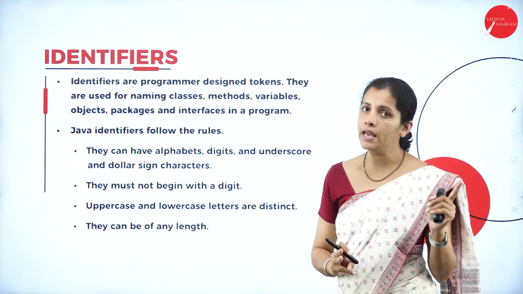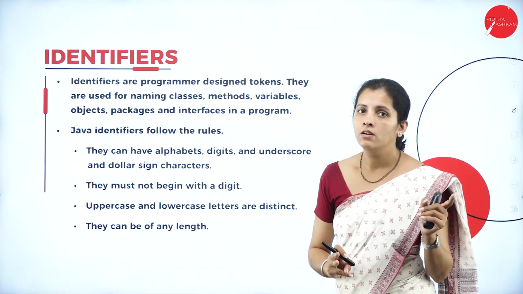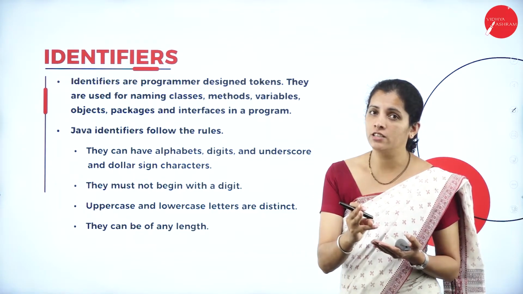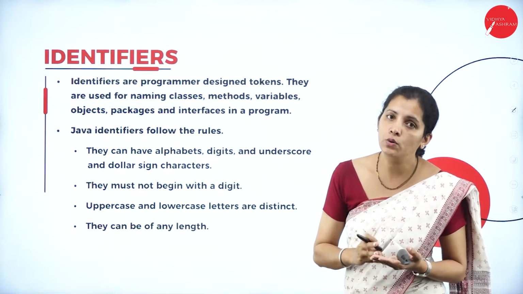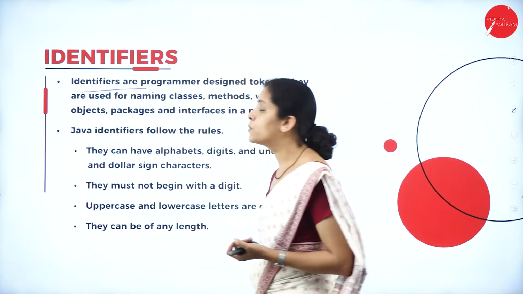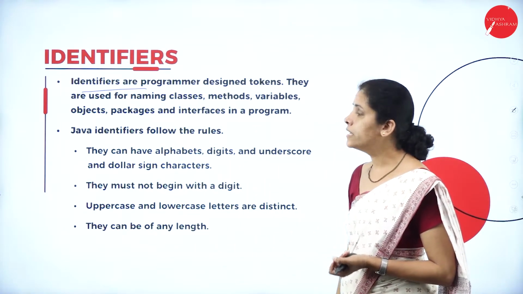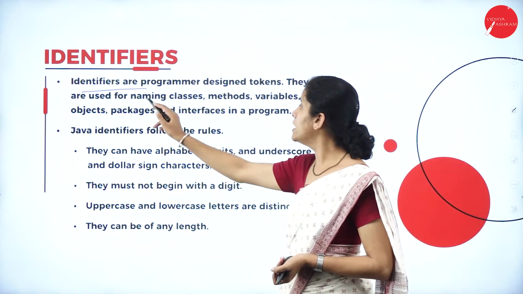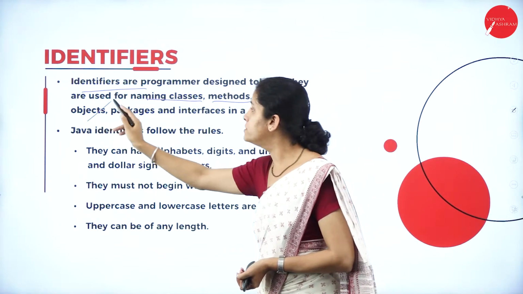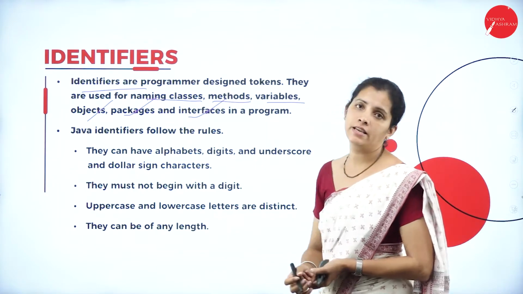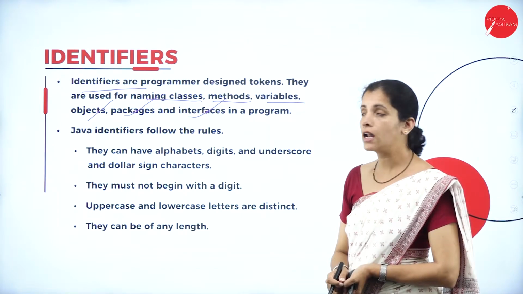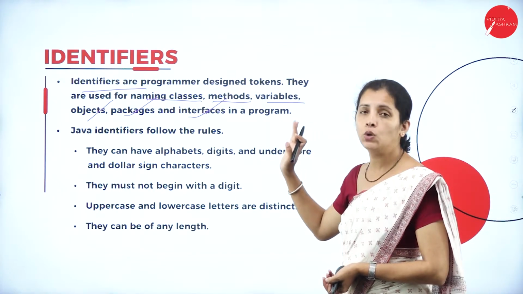One is by my name and qualification, and another way is by which subject I'm going to teach. So these are the two ways you can identify me. Now, identifiers are programmer designed tokens. They are used for naming the class, methods, variables, objects, packages, interfaces, etc. So what is an identifier? Identifiers are the programmer designed tokens.